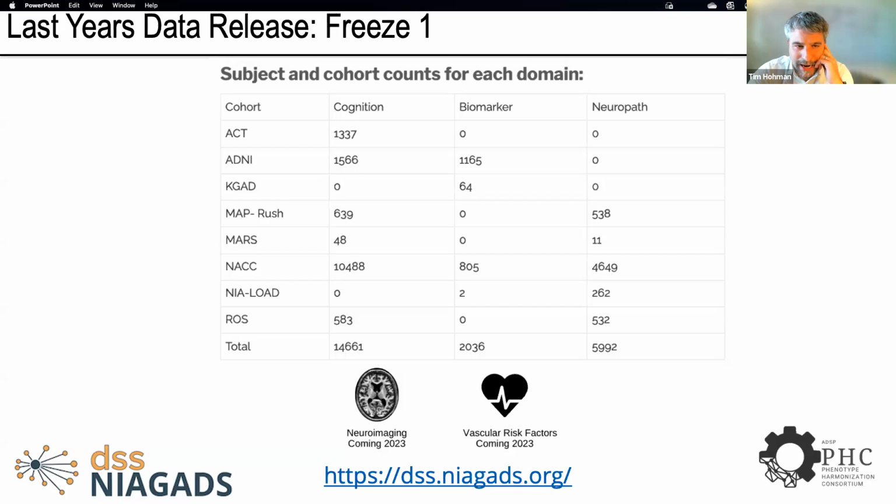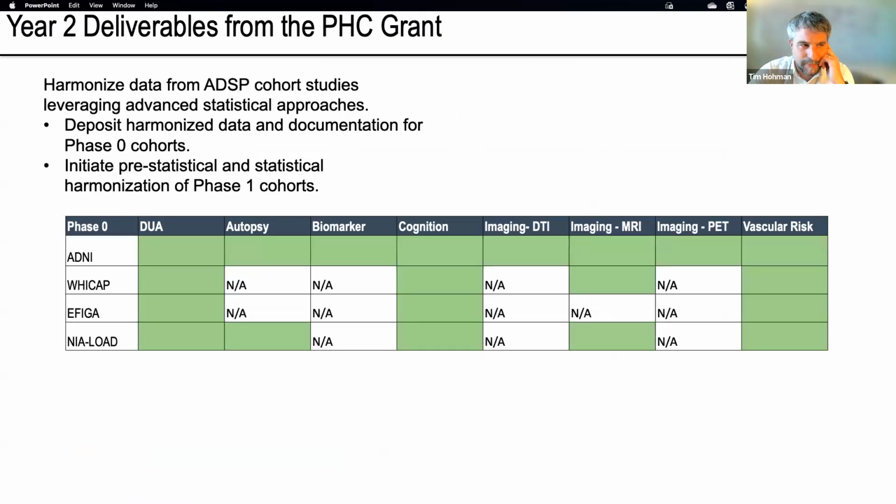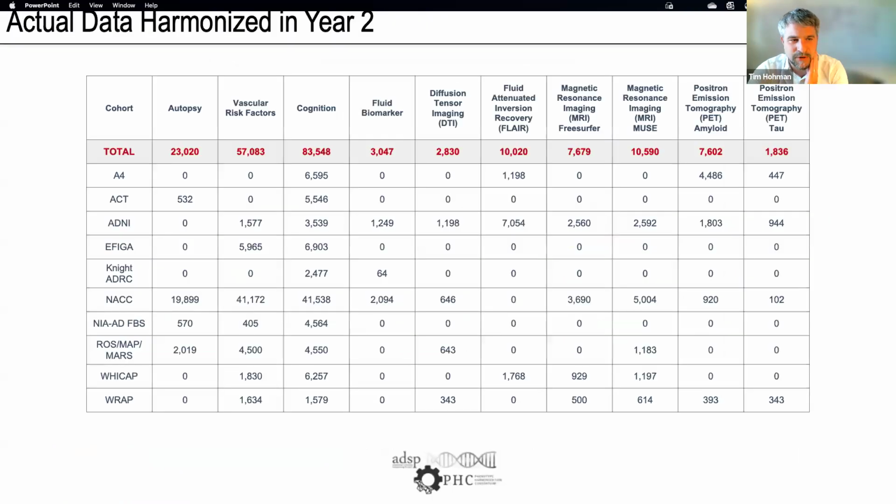And then last year, we had promised for year 2 in our deliverable that we would deliver for these 4 cohort studies and these different domains. But what we actually were able to release was a lot more data than that. And this is just some of the numbers that we released in December of last year.